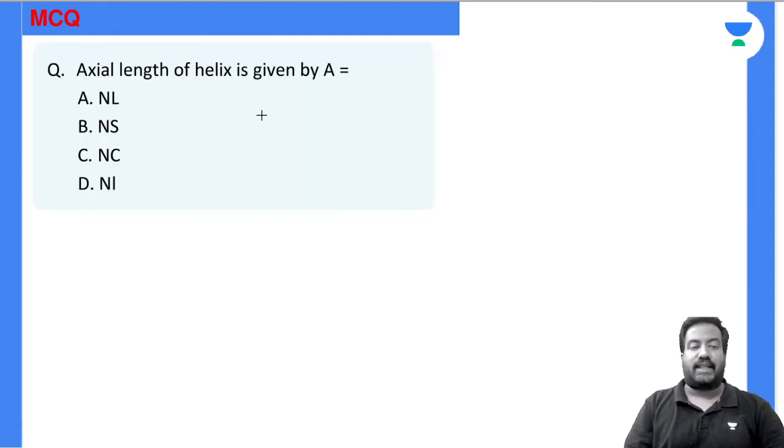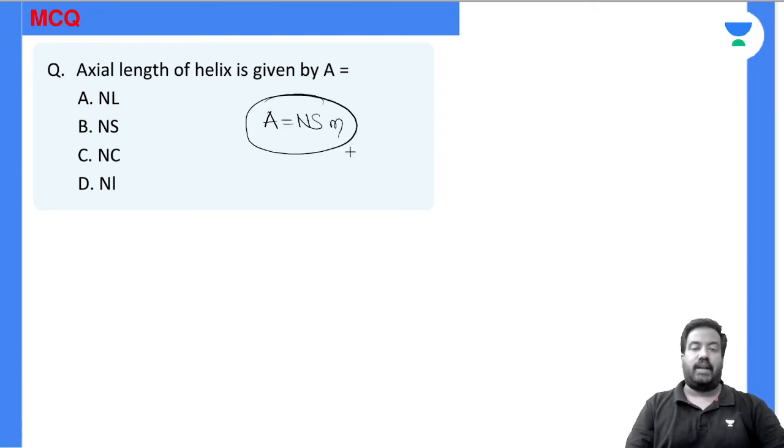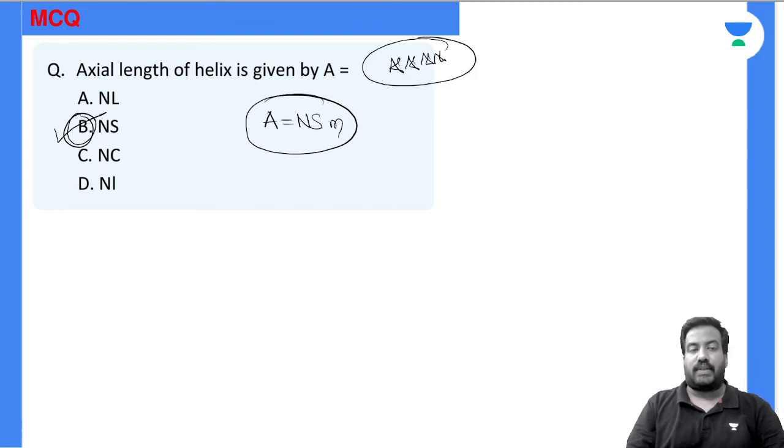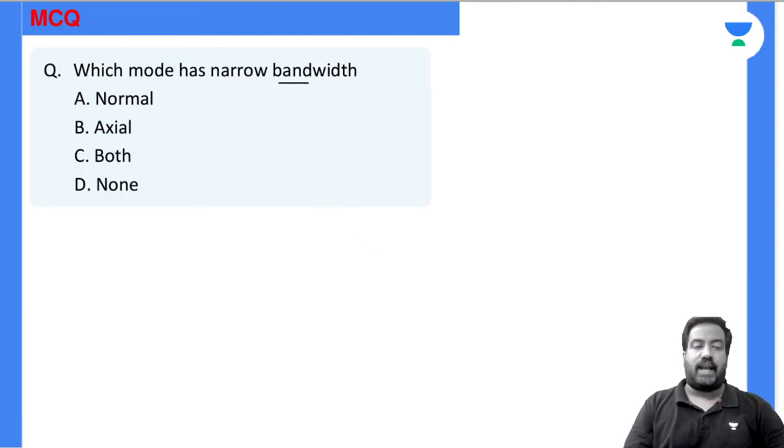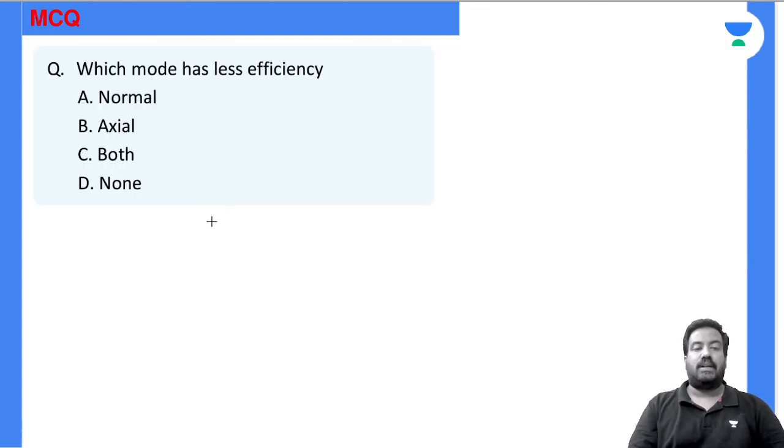The axial length of the helix is given by, as I told you, total length is n into L, axial length is n into S. N into S meter. Option B is the answer. Very important question. Special MCQs on helical antenna. Which mode has narrow bandwidth? Normal mode has narrow bandwidth. Option A is the answer. Which mode has less efficiency? Normal mode has less efficiency. Option A is the answer.